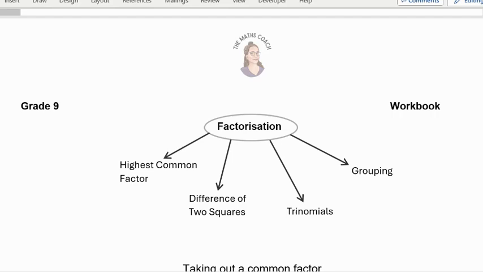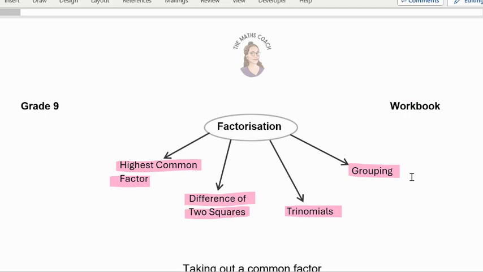If the question says you need to factorize, then in your mind, you need to go through this checklist. If they're saying I need to factorize, I either need to take out a highest common factor. I recommend always starting there. Then you need to check and see, is it maybe difference of two squares? Is it maybe a trinomial? Or do I maybe have to group in order to be able to factorize? So you need to be able to identify those four different things. You will get better at it.